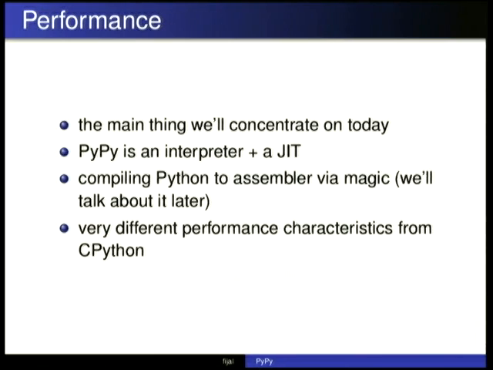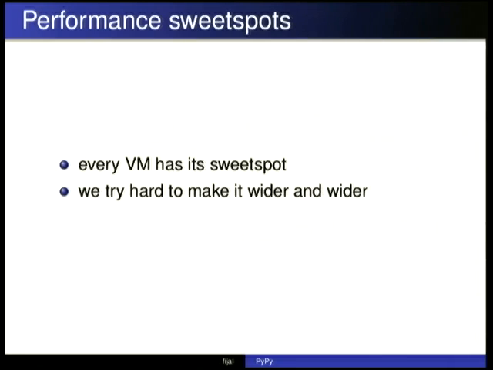So the absolute main thing in terms of PyPy's performance is we have an interpreter and we have a JIT. CPython has just an interpreter. If you're familiar with Chrome's V8, that's just a JIT. We have both, and that's pretty important. And this works by compiling PyPy to assembler via magic, which will hopefully be magicking after the day goes on. And this produces very different performance characteristics.